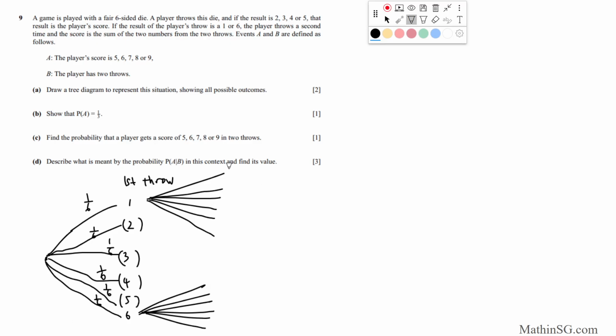Then you get to throw again, which is your second throw. The second throw can be 1, 2, 3, 4, 5, or 6 for each die again, right? Then the probability again is 1 over 6 for each. And I will also put the final score in brackets.